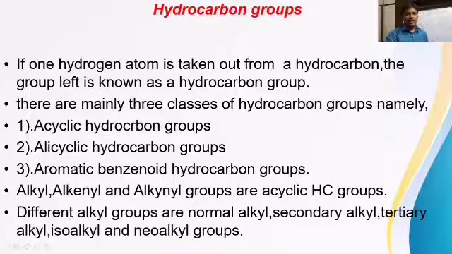So first we have to understand that the hydrocarbon groups are three types: acyclic, alicyclic, aromatic. Again, acyclic hydrocarbons are of different types like alkyl, alkenyl, alkynyl. Again, these alkyl groups are of different types. What are they? Normal alkyl, secondary alkyl, tertiary alkyl, isoalkyl, neoalkyl. Different types of groups that we are going to discuss.